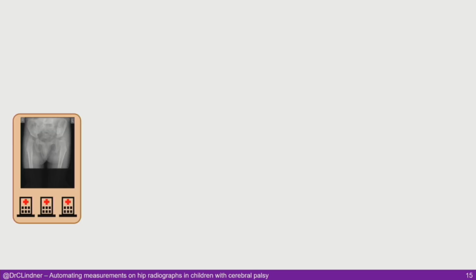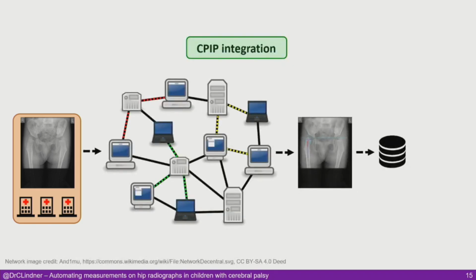And so where are we going with this? What's next for us? Currently we have started validating the system on additional data sets in additional trusts, not just because that's what the potential users in the future want, but also because this is the data that we need to get the technology regulated as a medical device. But overall, our ultimate goal really is to fully integrate the system into the CPIP pathway. So whenever there's a hip X-ray taken for a child with cerebral palsy, that would be automatically sent to our system. It would do all the point placements and all of that, generate the measurements, and then the measurements will be sent back to the trust.